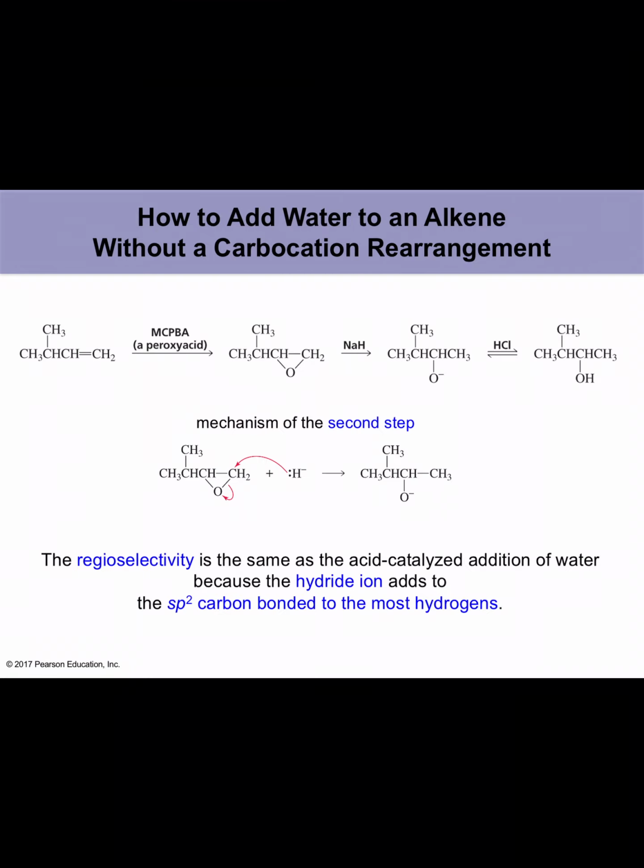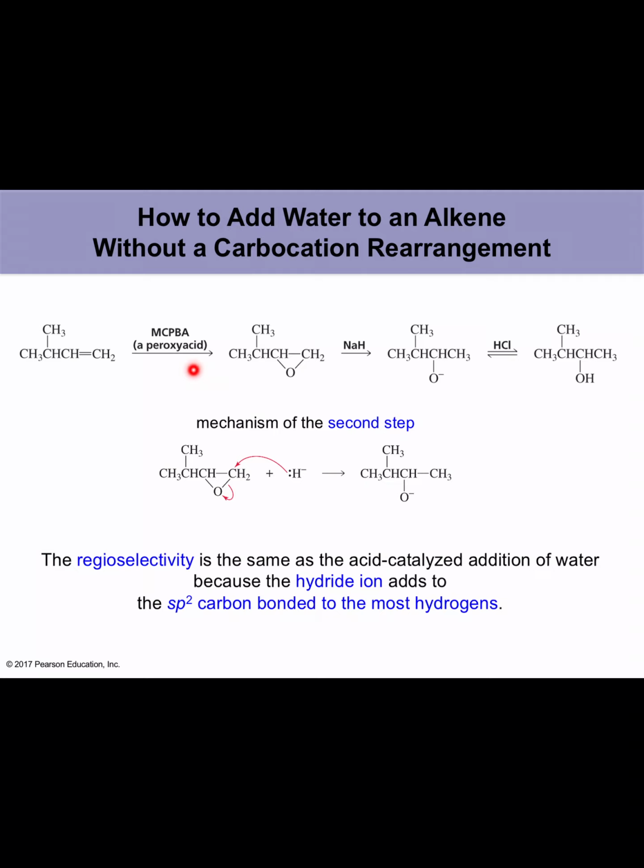Okay, and we can achieve an alcohol similar to that through an epoxide, but without carbocation rearrangement. What do we need to do? So you take your alkene and first we can make an epoxide. How do we make an epoxide? In the presence of the alkene, you add a peroxy acid. MCPBA is a peroxy acid.